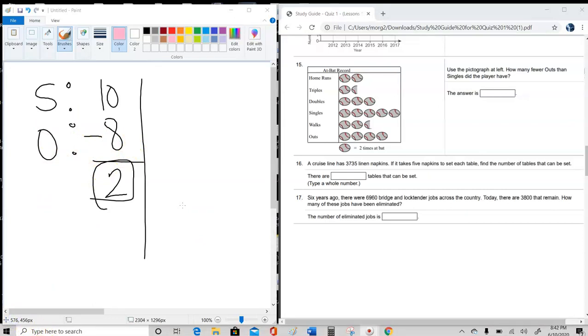Continuing our video study guide for Quiz 1, Math 1012. Number 16. A cruise line has 3,735 linen napkins. It takes 5 napkins to set each table. Find the number of tables that can be set. The key word is each. So each means to divide. So we'll take 5 and divide it into our number of linen napkins.